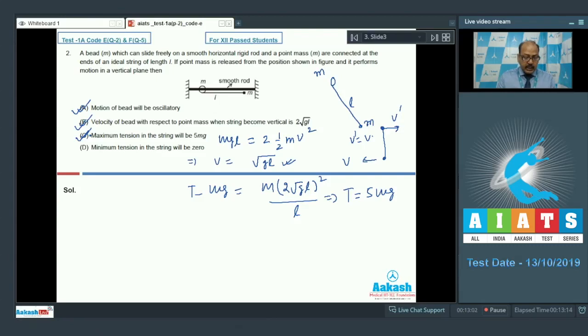Let's look at option D now. Minimum tension in the string will be 0. It's a correct statement. In fact, at the time of release from its horizontal position, the tension in the string will be 0, which means option D is also correct. Let's now move on to the next question.